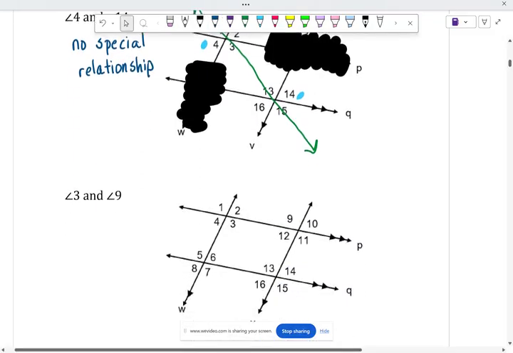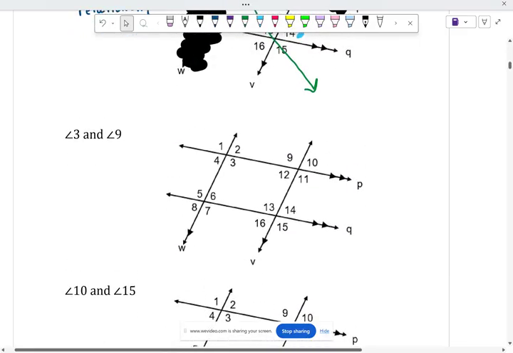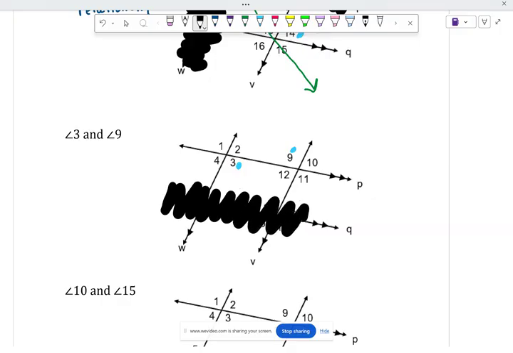All right, part 4, angle 3 and angle 9. Here's angle 3, here's angle 9. We don't need any part of line Q to see angle 3 and angle 9. 3 and 9 are in between line W and line V. They're in the interior. They are on alternating sides of the transversal. So angle 3 and angle 9 are alternate interior angles.